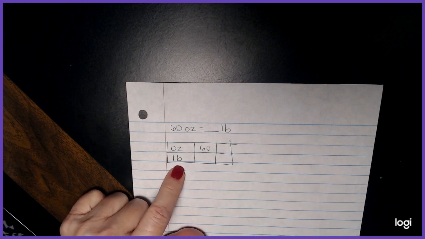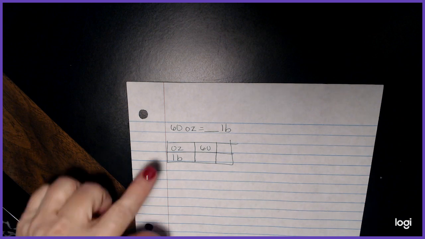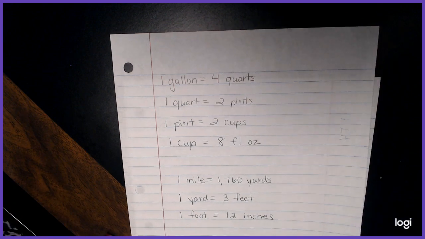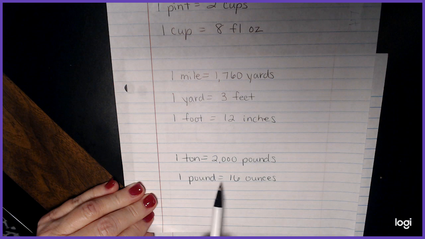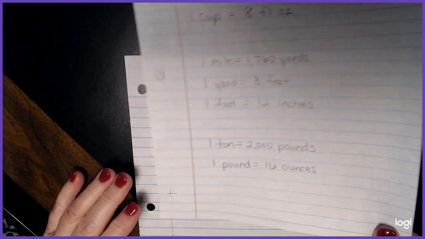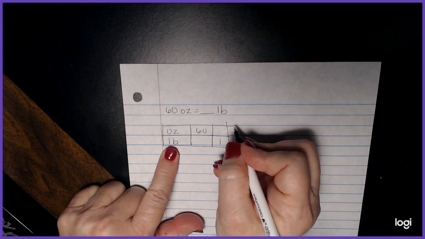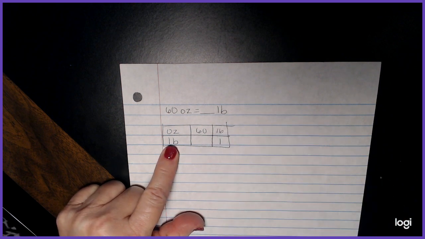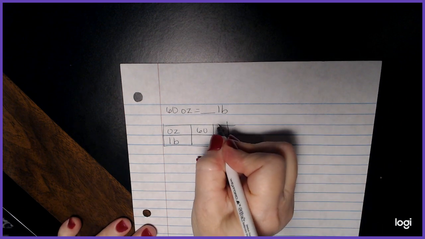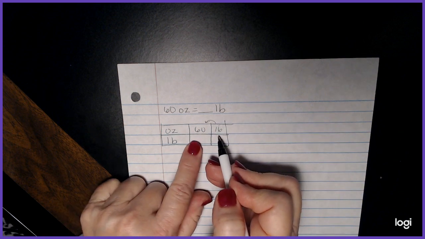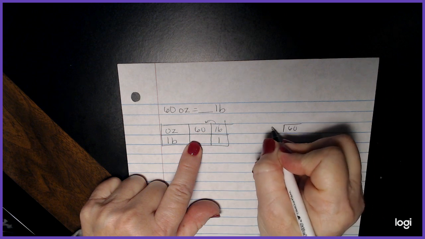I need to go back to my notes. So let's pull out our notes and find ounces in pounds. Let's see, did we do ounces in pounds in our notes? We did, right here. 1 pound equals 16 ounces. So we need to make sure we label that correctly here. I know I'm going to take 16 times something to get 60, but the only way I'm going to find that out is I'm going to have to do the opposite operation, and come over here and do 60 divided by 16.